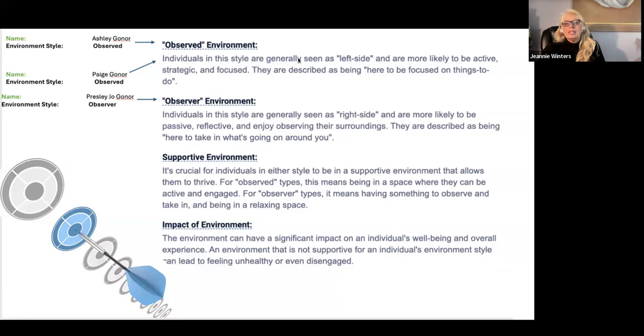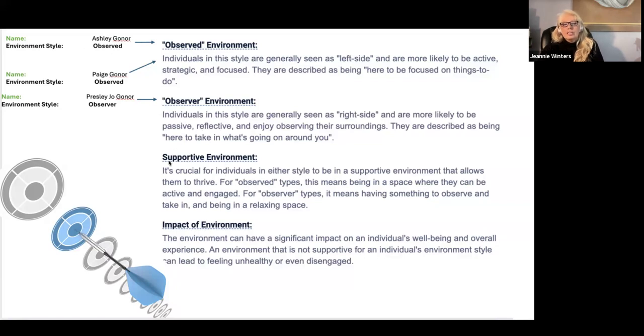Individuals in this style are generally seen as left side and more likely to be active, strategic, and focused. They are described as being here to be focused on things to do. So that's you and Paige. Whereas Presley is generally seen as right side and is more likely to be passive, reflective, and enjoy observing their surroundings. They're described as being here to take in what is going on around you.